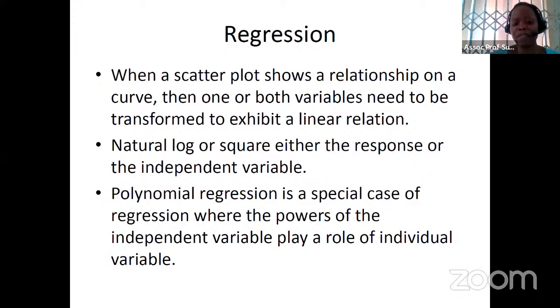So if the assumptions are violated, we can either transform the response or the independent variable. Normally, we can use the natural logarithm or square the response or the independent variable. Sometimes you find that the linear model is not appropriate. In that case, we use a polynomial regression, which is a special case of regression where we have powers attached to the independent variable.